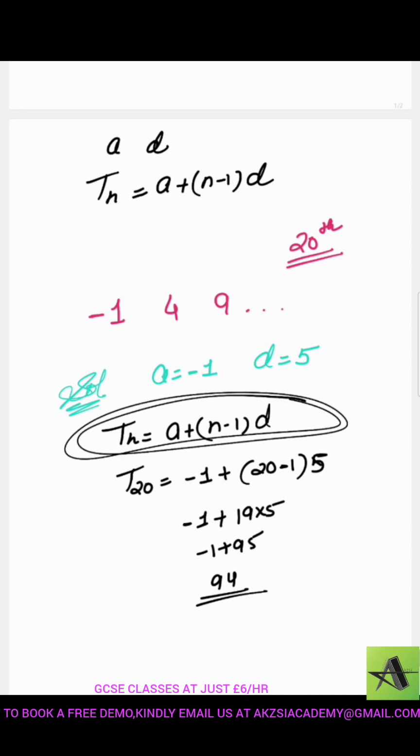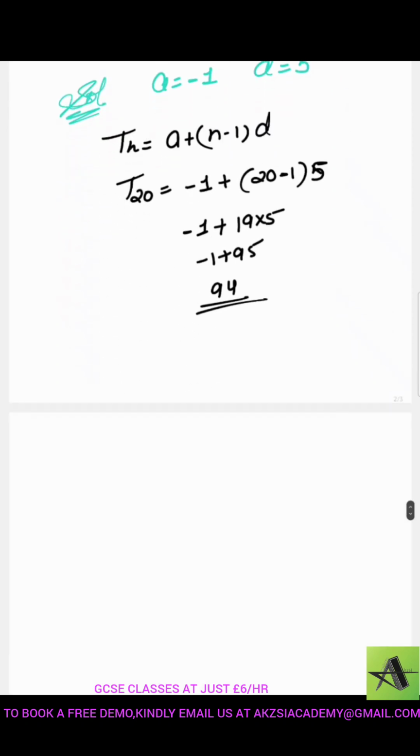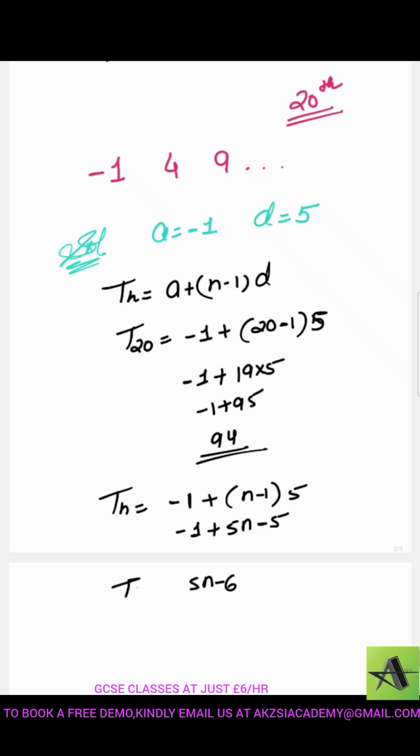Obviously, this is a formula to calculate the nth term, but every sequence has its own nth term because the first term and the common difference are different. So for this one, I'll replace a with -1 and d with 5 in the same formula. So t nth would be a, which is -1, plus n minus 1 times 5. -1 plus 5n minus 5, 5n minus 6. So the nth term of this sequence is 5n minus 6.